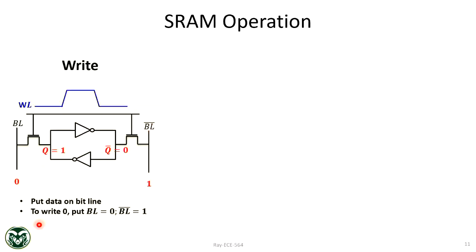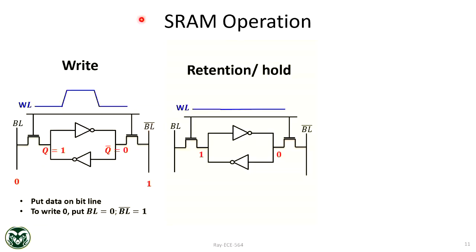Now let's look at the hold operation. The next important thing is the hold, and then finally we'll show the read operation of SRAM. So during hold, what happens is the word line will never be turned on.